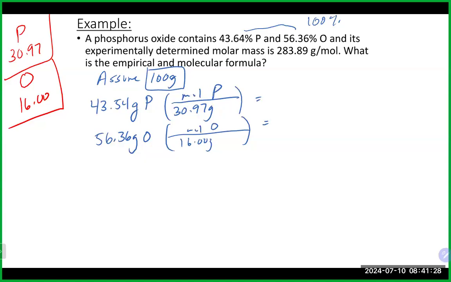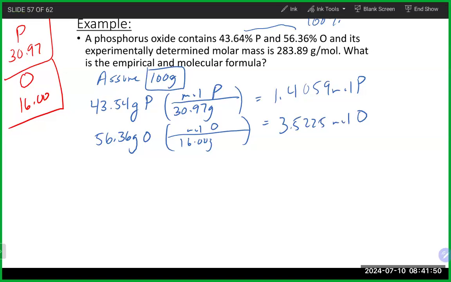So 43.64 divided by 30.97, we got 1.4059 moles of phosphorus. We'll do 56.36 divided by 16. We got 3.5225 moles of oxygen. Any questions up to that point?